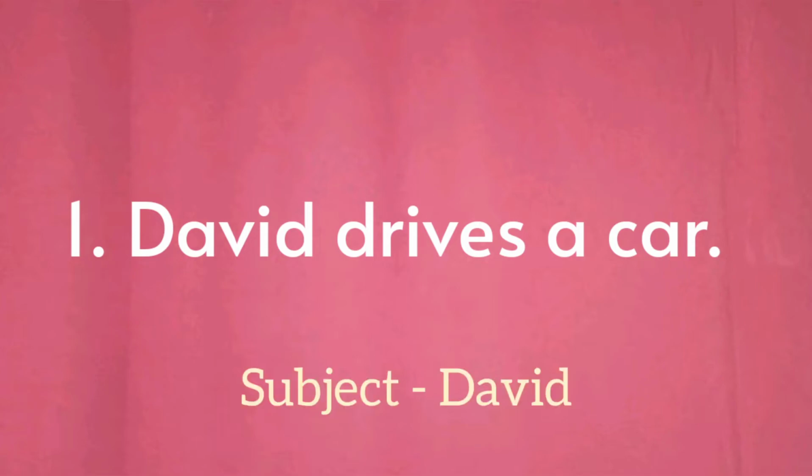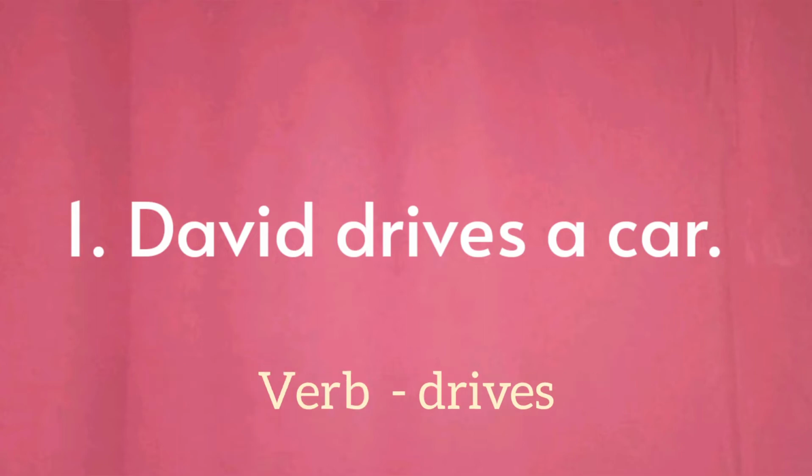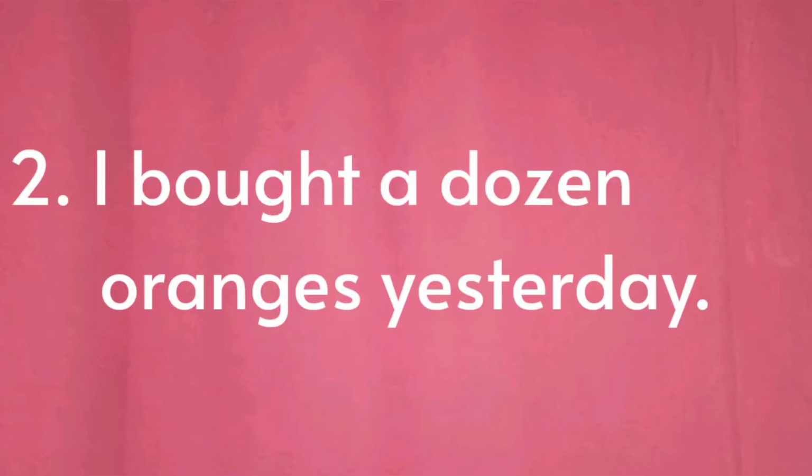David drives a car. The sentence is about David, so it is the subject. Drives a car says about what the subject does, so it is the predicate. Every predicate must have a verb. Drives is the verb in this predicate.